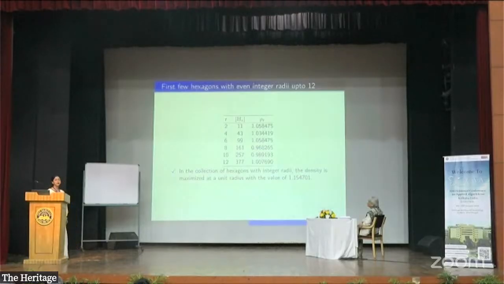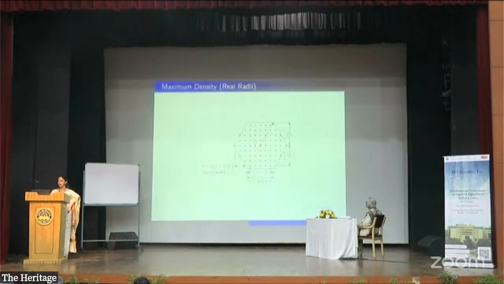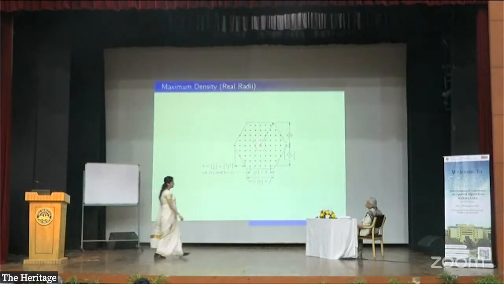Now finally we conclude that in the collection of hexagons with integer radii, the density is maximized at the unit radius with the value of 1.154701. Next comes the case of real radii, the hexagons with real radii.